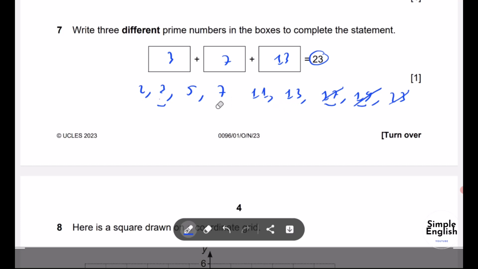Let's check again. How about 11? So 11, 18, right? We have another combination. It means that 5, 7, and 11, right?